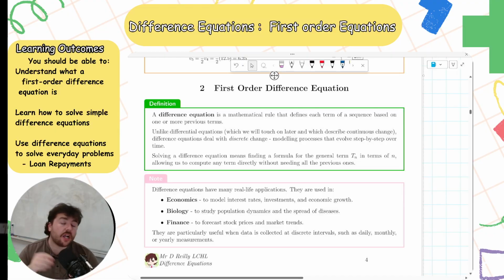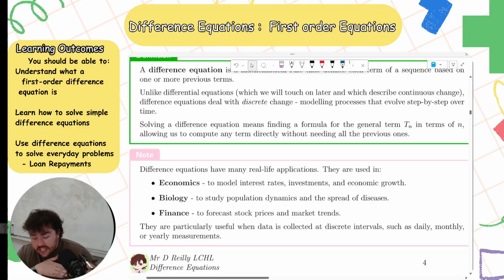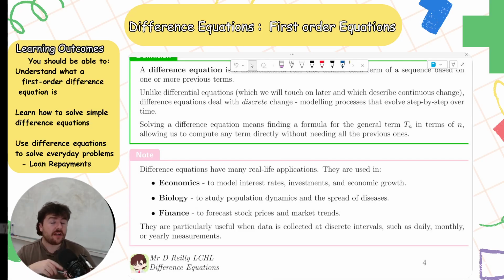So difference equations are used to model a lot of things. They are used in economics to model interest rates, investments, and economic growth. It's used in biology to study population dynamics and the spread of diseases. And in finance to forecast stock prices and market trends. So they are particularly useful when data collected is at discrete intervals such as daily, monthly, or yearly investment.